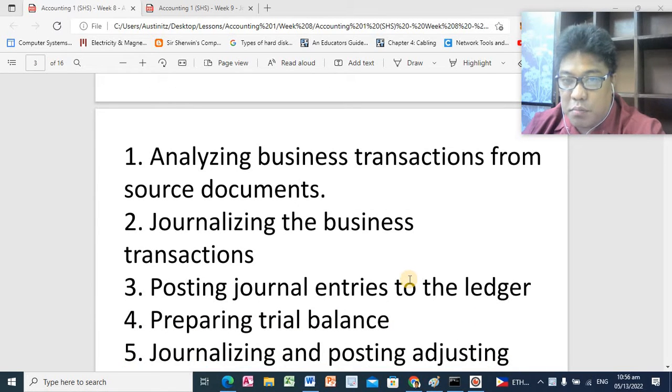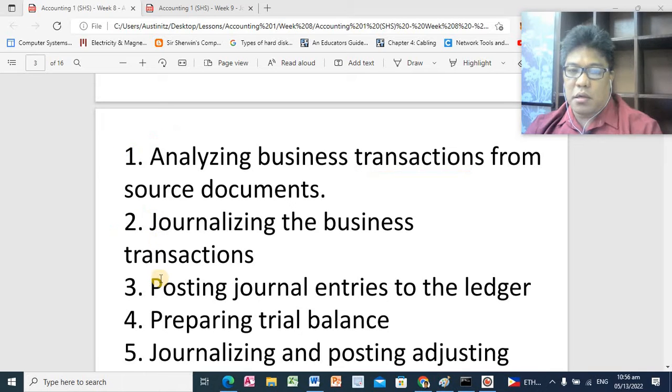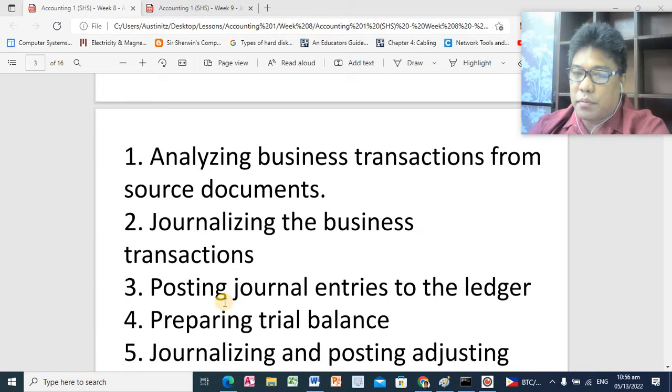Number 1, analyzing business transactions from source documents. Okay, we need to understand each transaction first. Number 2, journalizing the business transactions. After analyzing the transactions, we must do the recording, or the journalizing, of the business transaction. Next is posting journal entries to the ledger. After the journal entry, we are going to post our journal entries to the ledger.